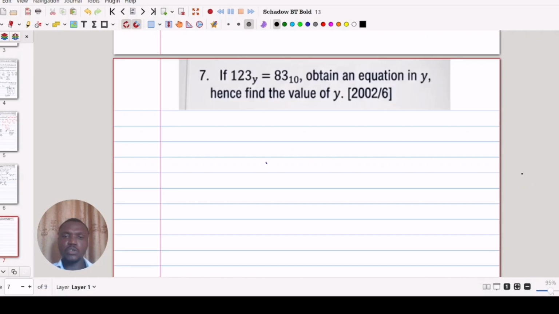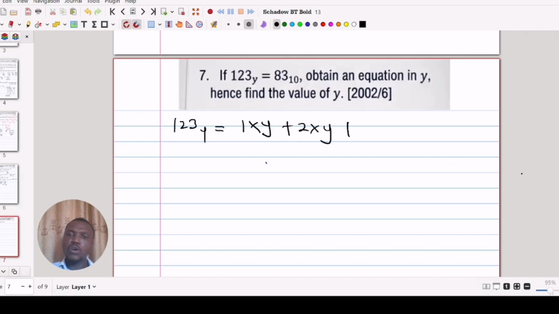So this one, just change your 1 2 3 base y into base 10. How do you do that? Use the numbers there to multiply your base, which is 1 times y plus 2 times y plus 3 times y. The next thing, go to the back, start with 0, your power rather, 0, 1, 2.